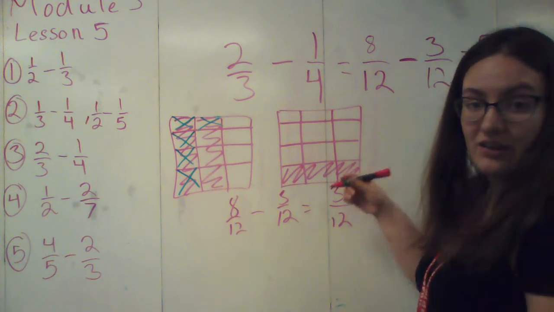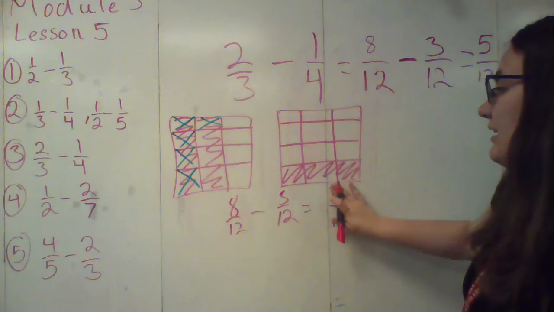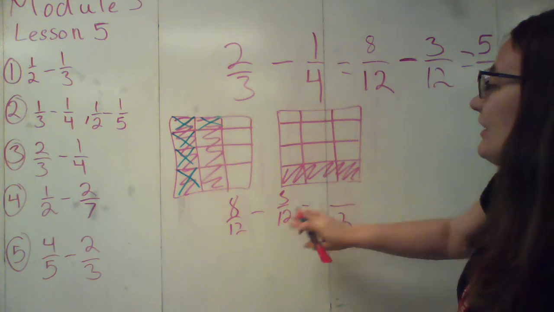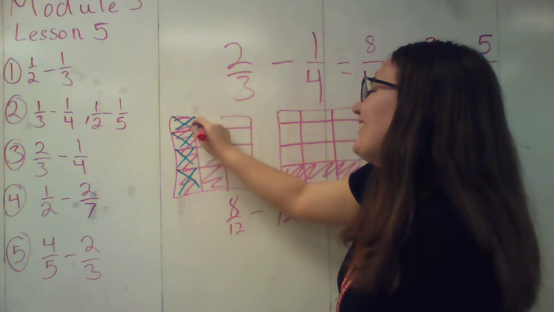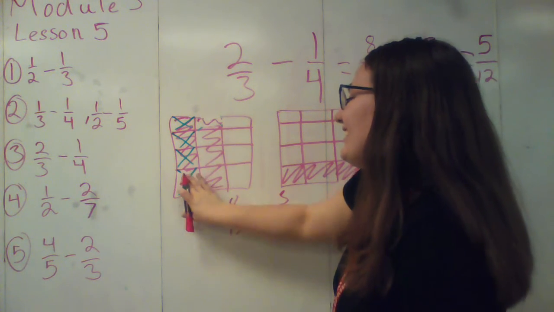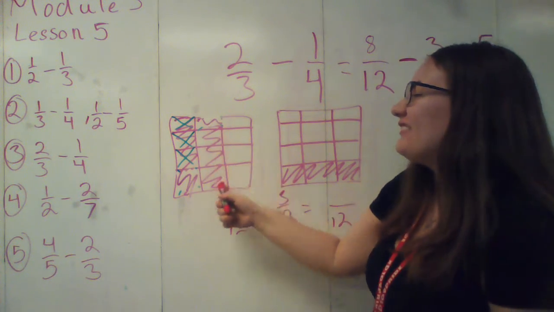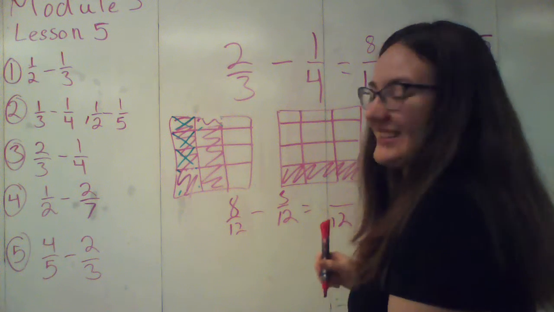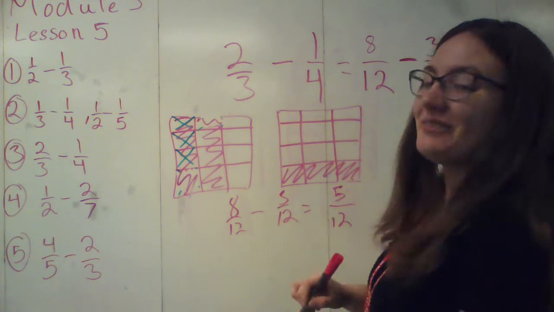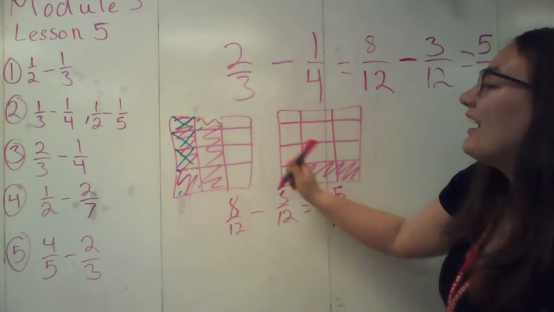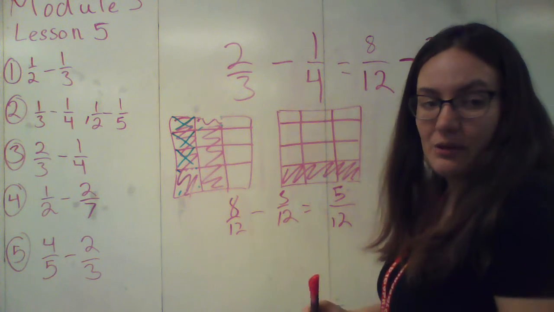So my answer is still, oh, just kidding. I miscounted. Oh no. So this is supposed to be 5/12 because I have 1, 2, 3, 4, 5. I was only supposed to cross off 3 boxes. So my answer is 5/12. So a little oopsie. But that is how you would do this problem right here.